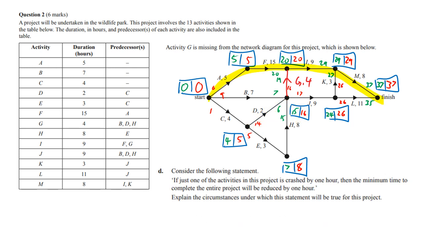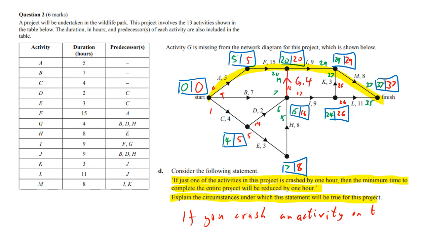Now, this is a horrible wordy question. It says, consider the following statement. If just one of the activities in this project is crashed by 1 hour, then the minimum time to complete the entire project will be reduced by 1 hour. Explain the circumstances under which this statement will be true for this project. So if you crash an activity on the critical path, because remember the first rule of crashing is crash the critical path. So that would be any of A, F, I, or M. And that's what they're trying to say in a very convoluted worded sentence.